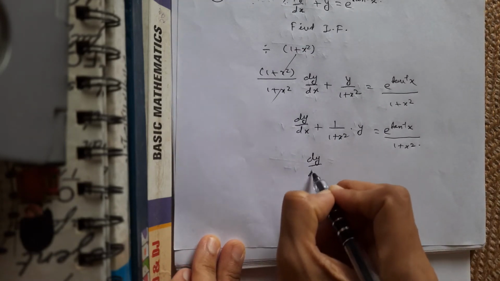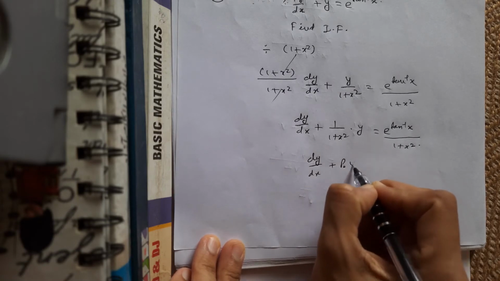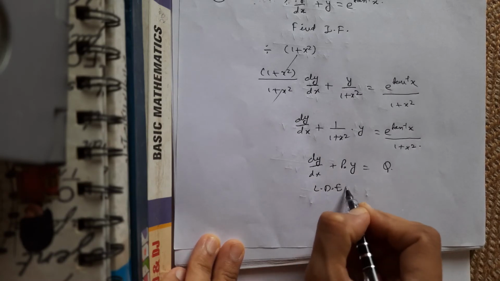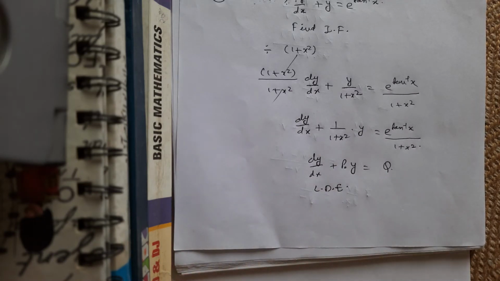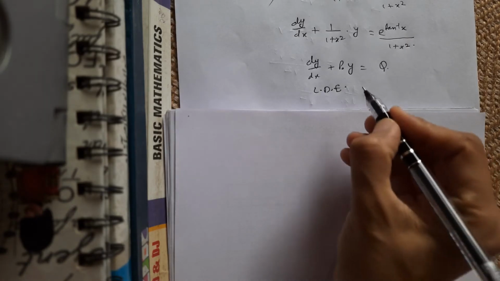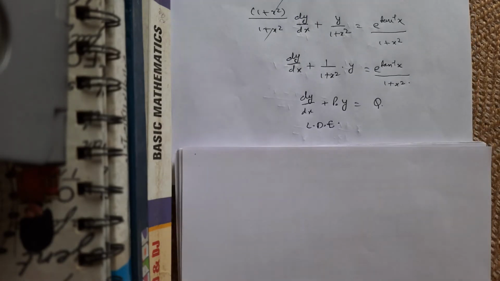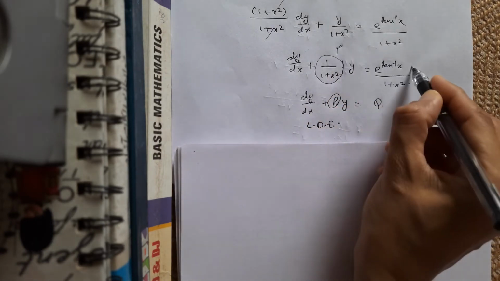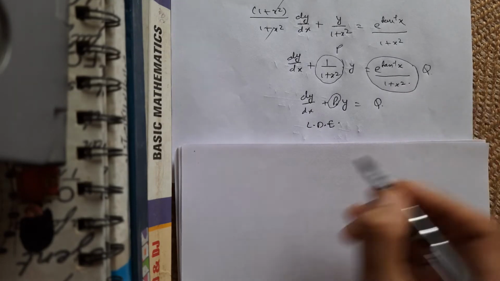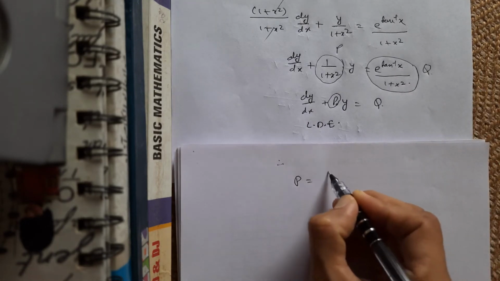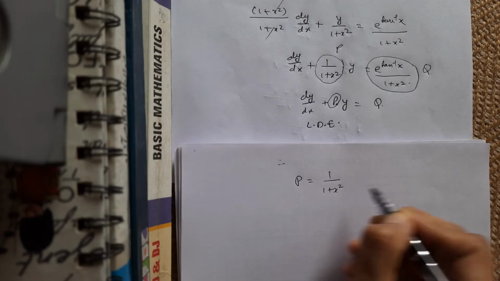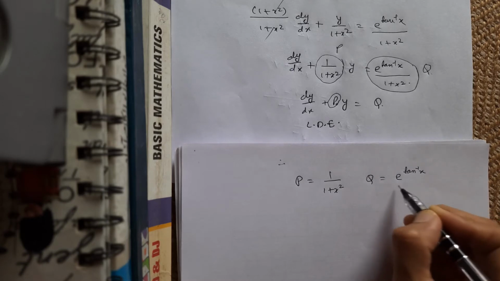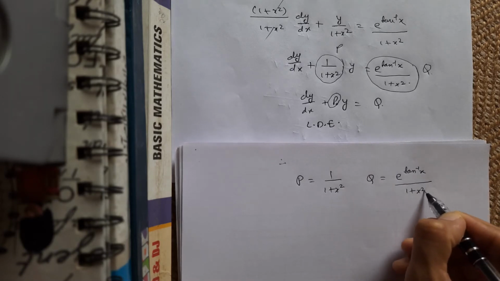I get dy by dx plus py equals q. So this is the linear differential equation, LDE. Now what is the value of p and q? That I need to identify first. P is nothing but the coefficient of y, so this is my p, and whatever value I have on this side is my q. Therefore my p is 1 upon 1 plus x square, and q is e to the power tan inverse x upon 1 plus x square.